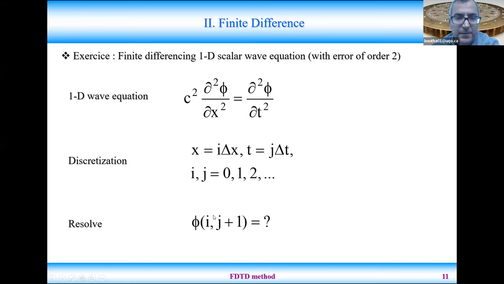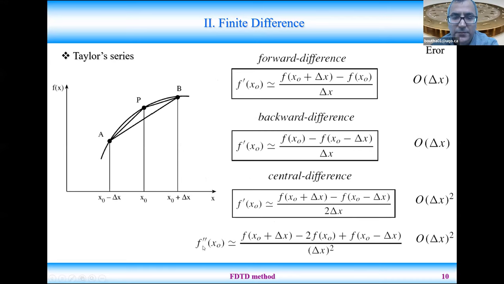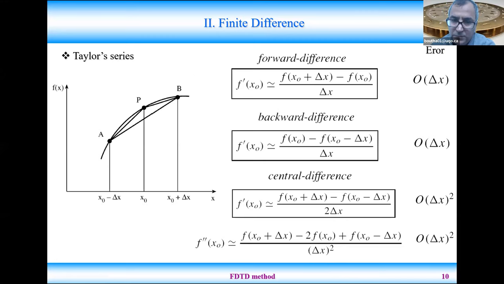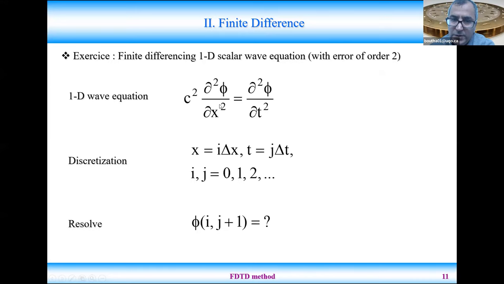So this equation is called the update equation of the function phi at the point i. By using this formula here, I will give you a few minutes to try to resolve this equation. This is really a good exercise. So you have to use this because here we have a second derivative. You have a second derivative with space, you have a second derivative with time.